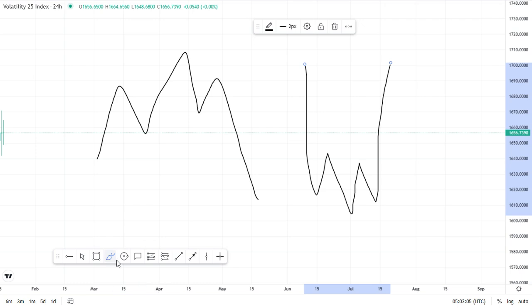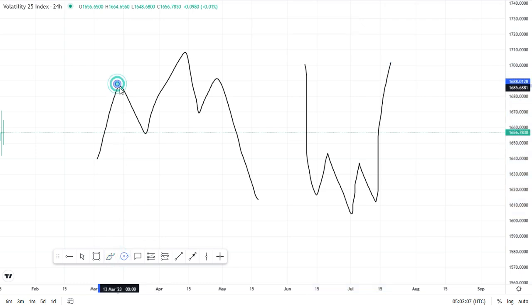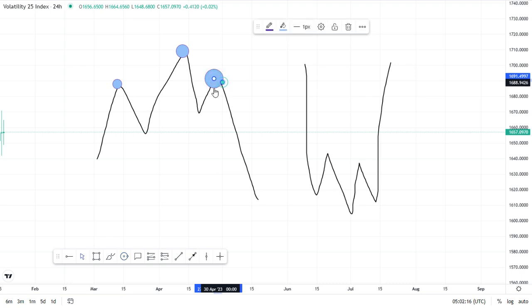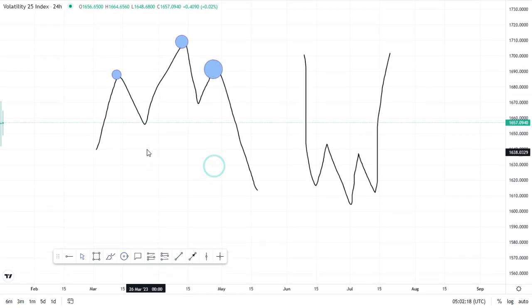So you have this first shoulder, you have this head, and you have the second shoulder. That is exactly what is known as the head and shoulders pattern. It's a bearish reversal pattern. You are going to be looking for an opportunity to sell at this second shoulder.